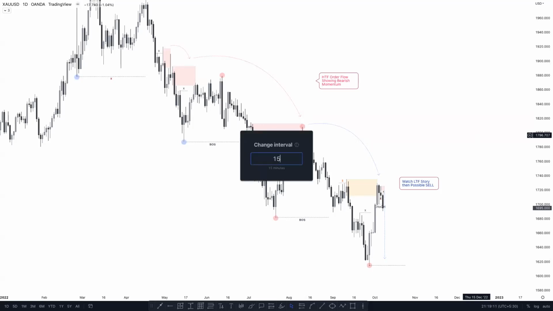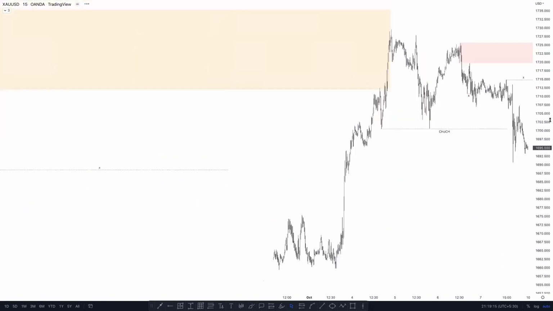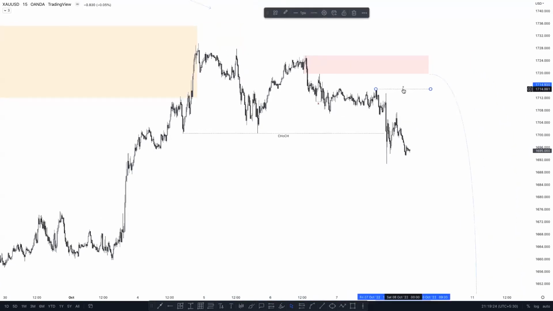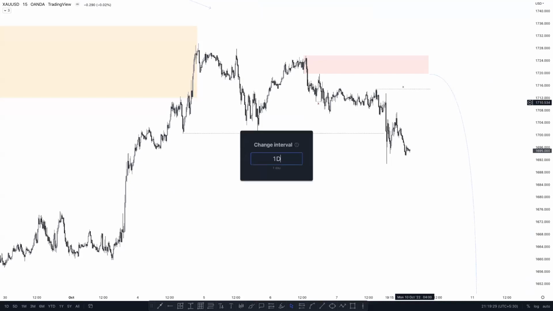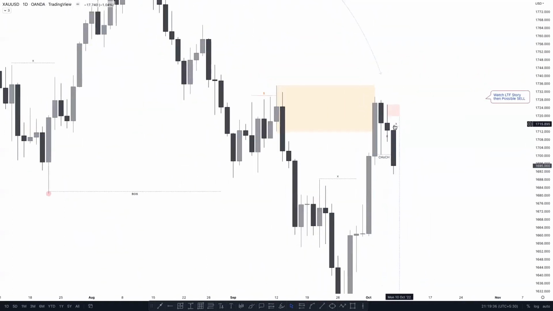If I switch here into 15-minute structure, then we can see this one is our change of character here, and we are expecting, if price takes out this high, which is, I think, the daily time frame previous candle high here, correct? So this one is our previous day high. If market takes out this high, we can sell, right?